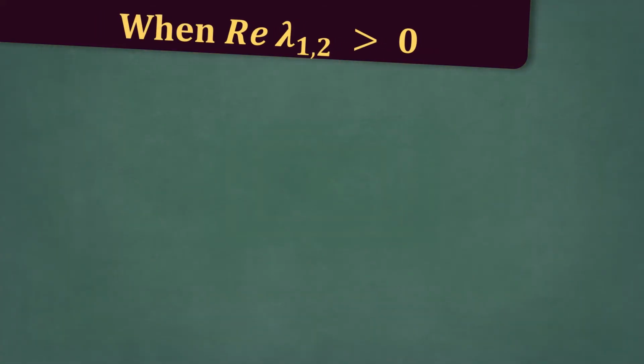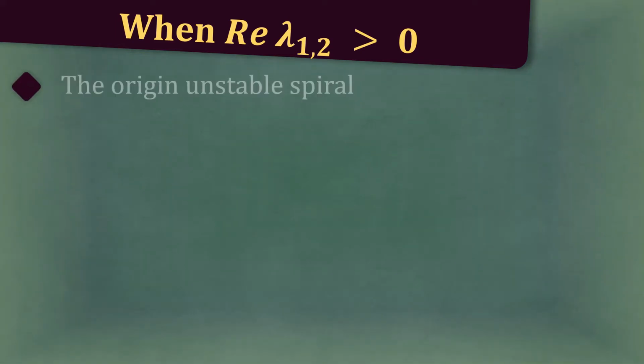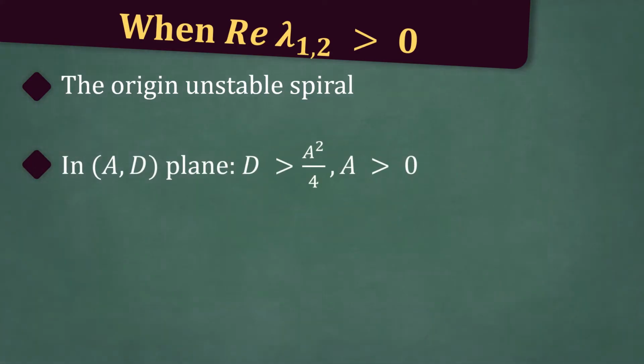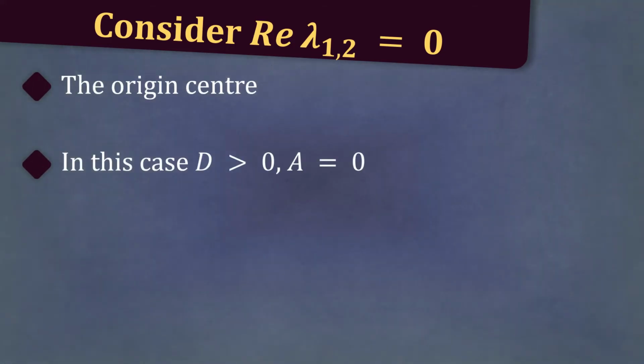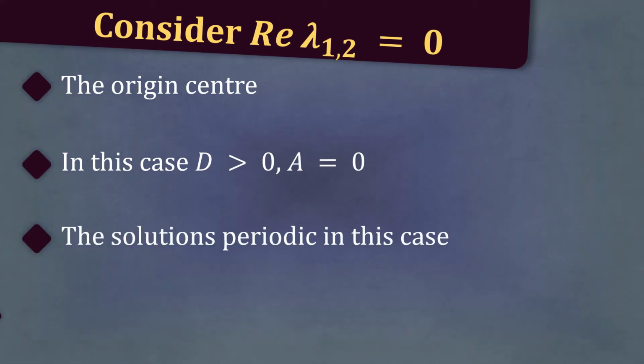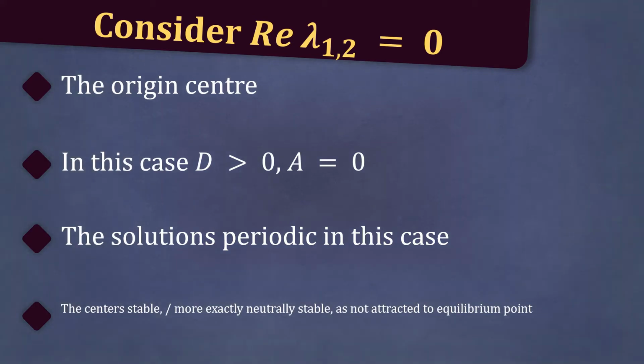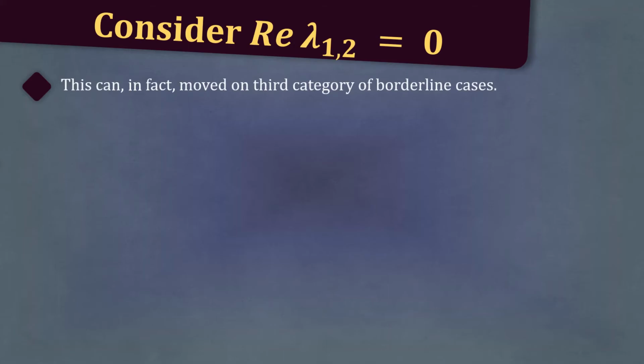Next, let's consider real parts of lambda 1 and lambda 2 positive. Then, the origin is an unstable spiral. In the AD plane, d is greater than a squared over 4 and a is positive. Now, let's consider when lambda 1 and lambda 2 have real component both equal to 0. Then, the origin is a center. In this case, d is positive and a is equal to 0. The solutions are periodic in this case. The centers are stable, or more exactly, neutrally stable, as they are not attracted to the equilibrium point. These can, in fact, be moved onto the third category of borderline cases.